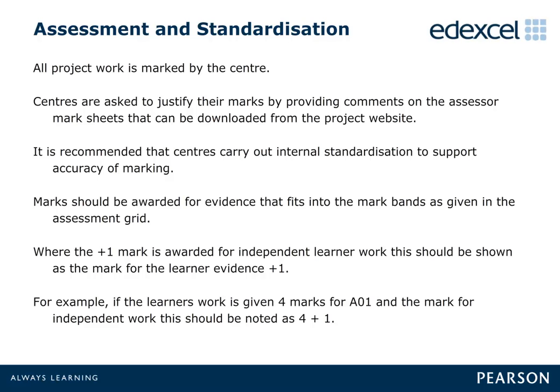Marks should be awarded for evidence that fits into the mark bands as given in the assessment grid. Where the +1 mark is awarded for independent learner work, this should be shown as the mark for the learner evidence +1. For example, if the learner's work is given 4 marks for AO1, and the mark for independent work is also awarded, this should be noted as 4+1.